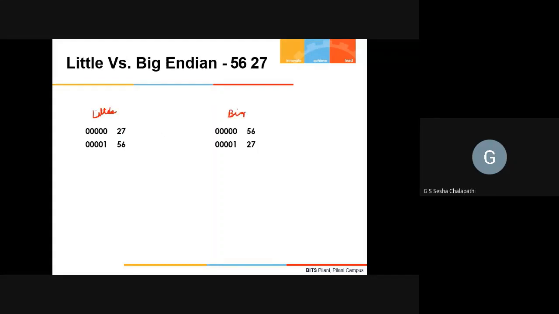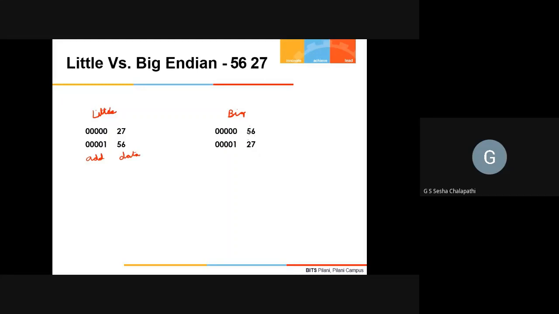What is happening in little endian is this is the address, and this is the data. At 0000H, that is the address, this location, I will be storing the lower byte, which is 27H. At 0001, which is the higher address, I will store the most significant byte, that is 56H. In big endian, if you store the same data with the help of a big endian processor, it will store it this way.